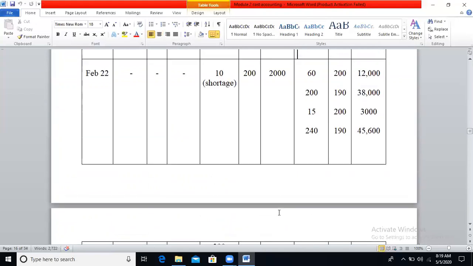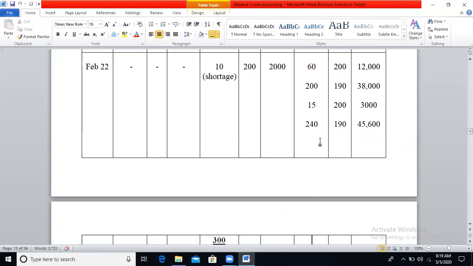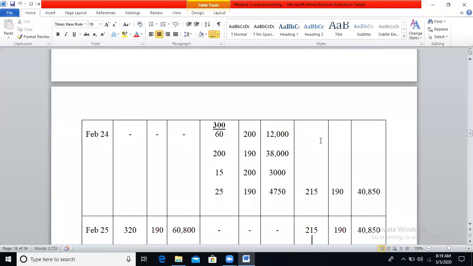Now 60 tons got over, 200 tons got over, 15 tons completely issued. Now we have only 240 tons. Out of 240 tons, you have issued 25 tons. The remaining will be 215 tons. The price will be 190. So if you multiply 215 into 190, you will get 40,850.